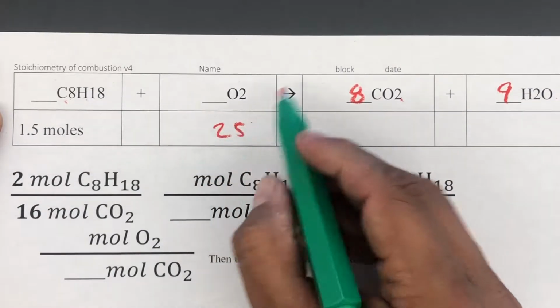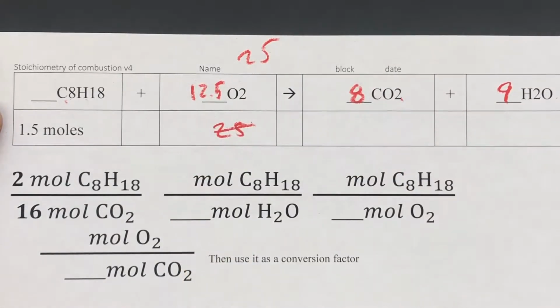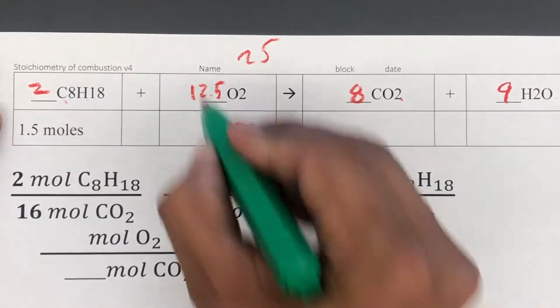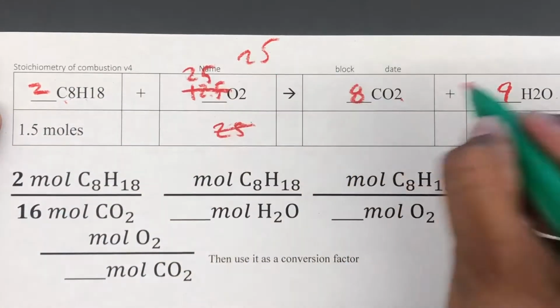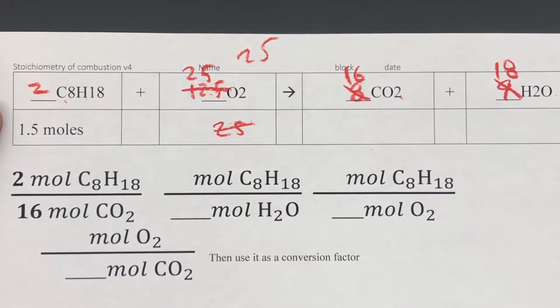So in order to get 25 oxygens, we need this to be 12.5. That doesn't work, so let's multiply everything by 2 to get rid of these fractions. 2, 25, 16, and 18. So this is our balanced equation.